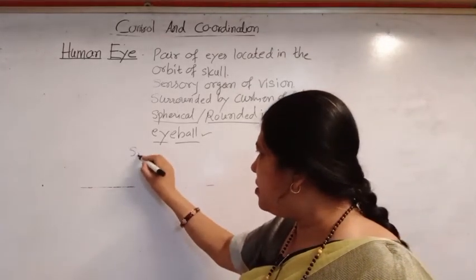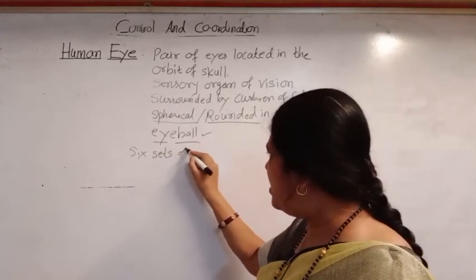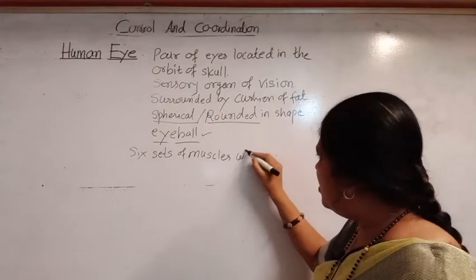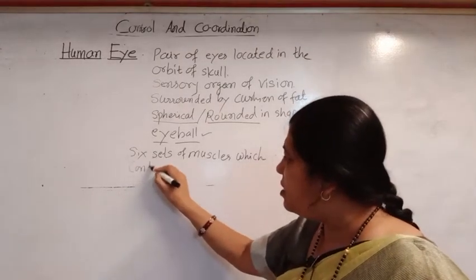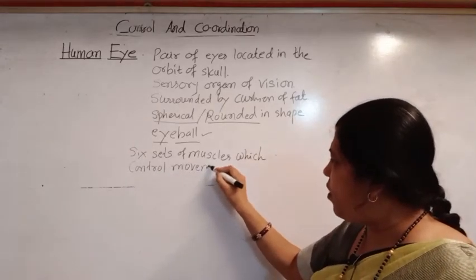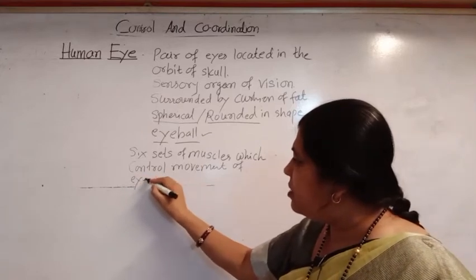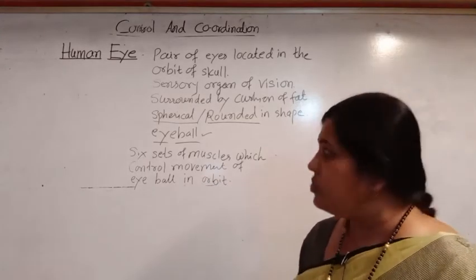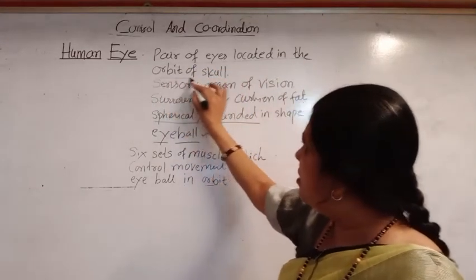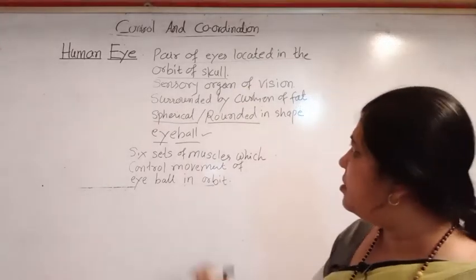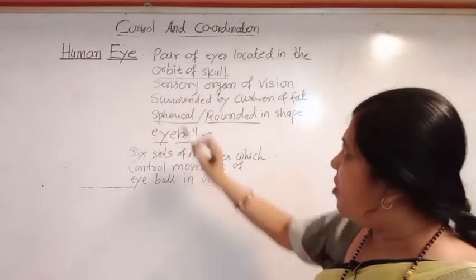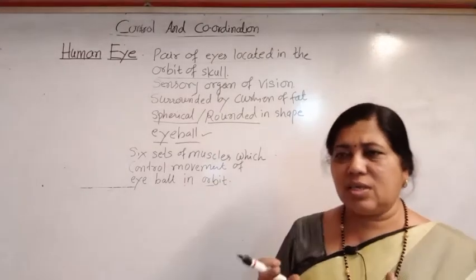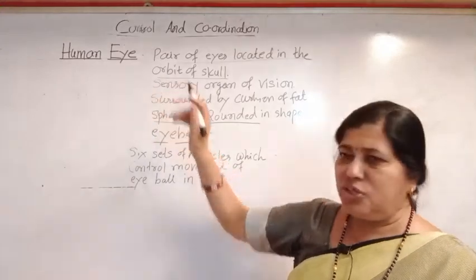There are 6 sets of muscles, that is rectus muscles, which control movement of the eyeball in the orbit. So the pair of eyes is located in the sockets of the skull, and those sockets are called orbits. The orbit is a specialized location on our skull, and in that orbit each eye is located.